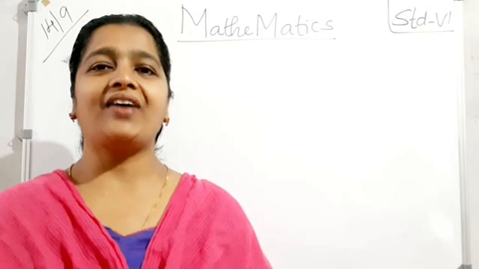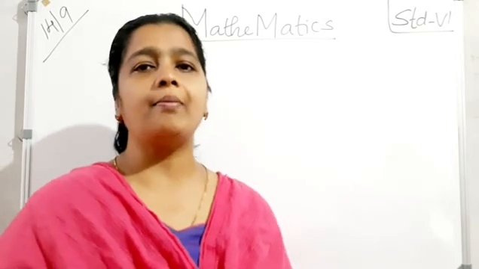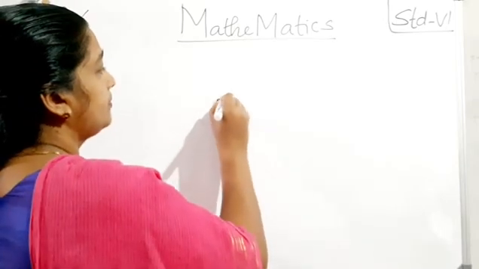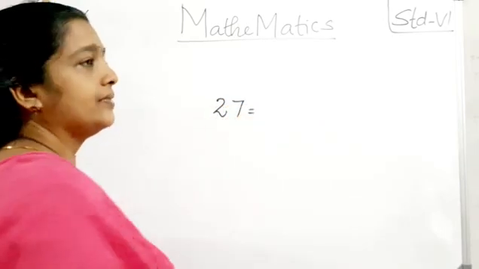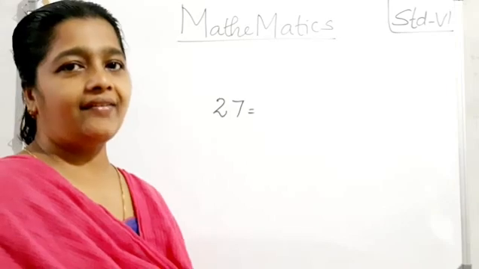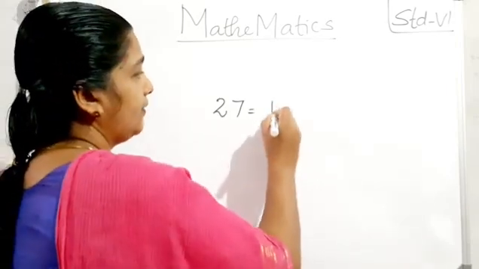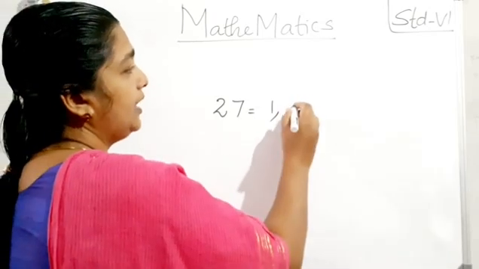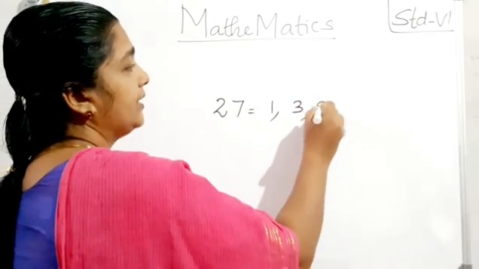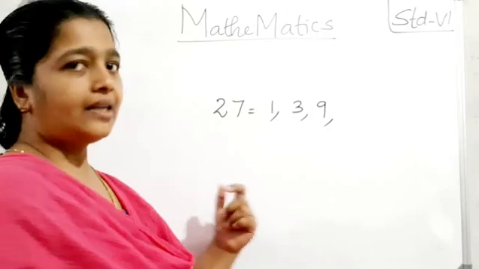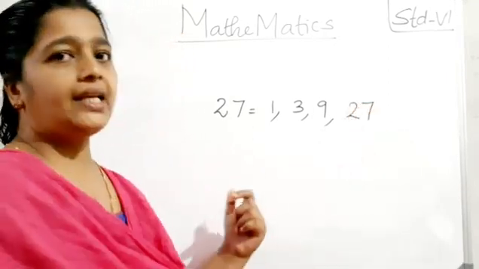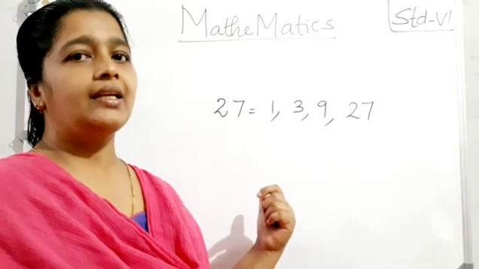So how can we find the factors of a given number? One example: factors of 27. Say the factors of 27. Yes, 1 is a factor of every number. Then from the multiplication table, 27 is 3 into 9. So 3 and 9. Then that number also is a factor, that is 27. So these are the factors of 27.